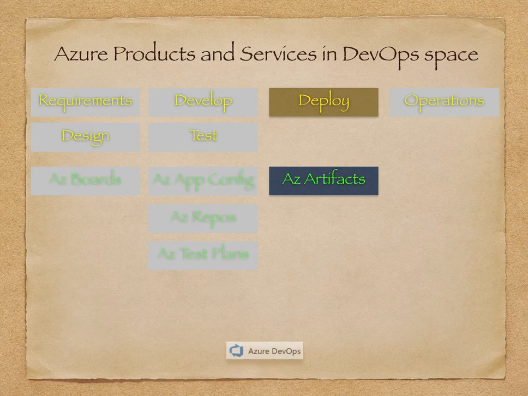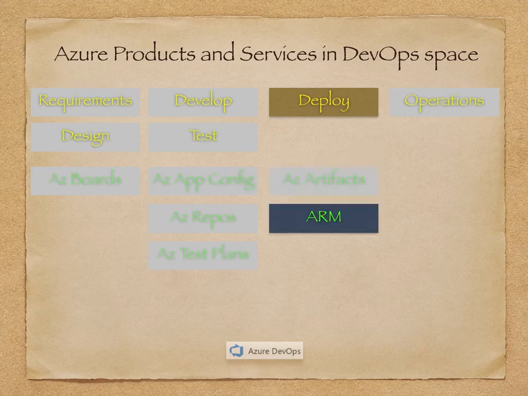Azure Artifacts is a fully integrated package management, so you can share packages and use built-in CI/CD, versioning, and testing. You can easily share code across teams. ARM, Azure Resource Manager, can be used for infrastructure as code. You can provision and manage Azure infrastructure directly from your favorite third-party tools, such as Ansible, Terraform, Chef, and Puppet.